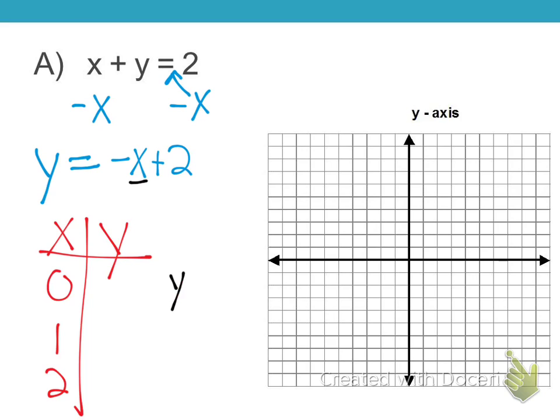So my first one will be y equals -0 plus 2. Is there such a thing as -0? No, it's just 0 plus 2, which is 2. So over on my graph, I will graph the point 0, 2. Side to side 0, up 2, put a point.